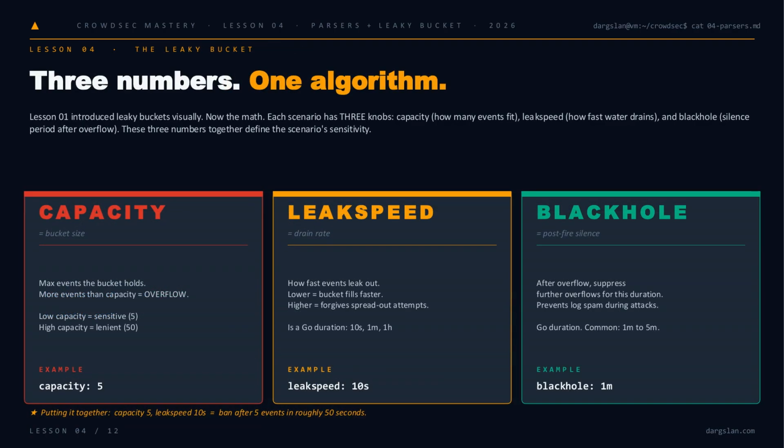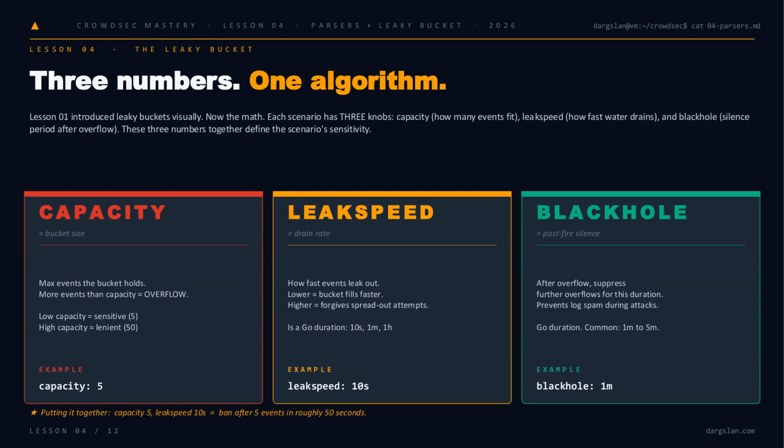Now those enriched events flow into scenarios, and every scenario is tuned with just 3 numbers. Capacity is the bucket size, how many events fit before it overflows. Leak speed is the drain rate, written as a Go duration like 10 seconds or 1 minute. Lower means the bucket fills faster, higher forgives slow, spread out attempts. And blackhole is the silence period after a bucket fires, so you don't spam decisions during an active attack.